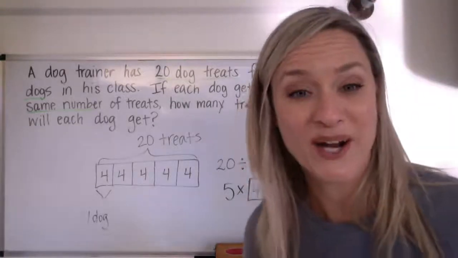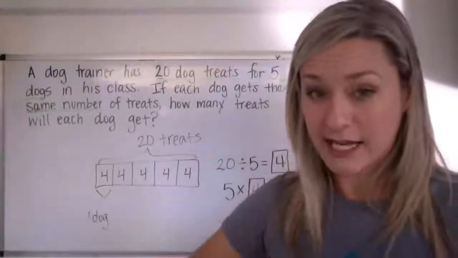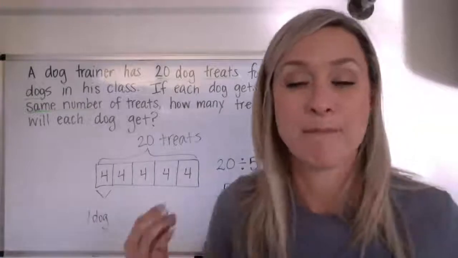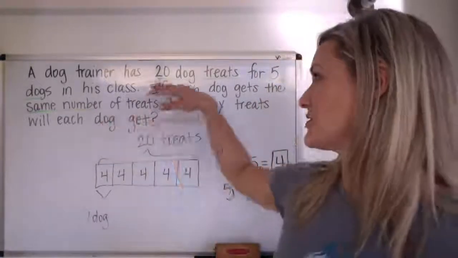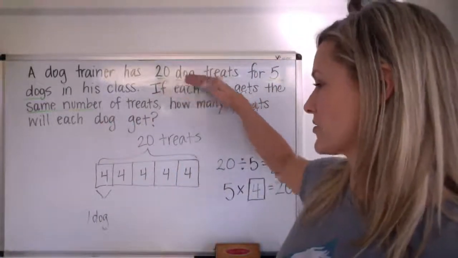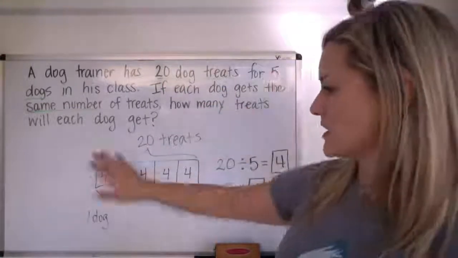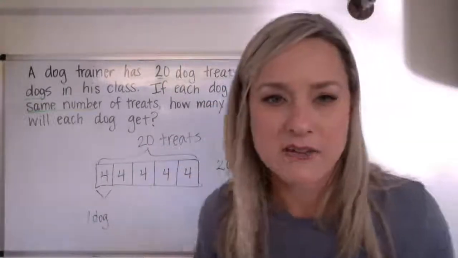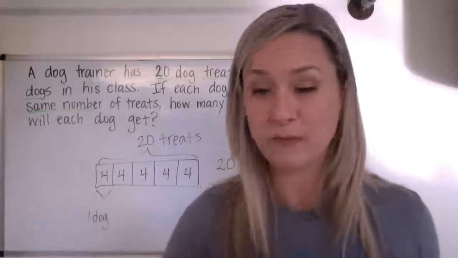All right, the big story today is all about how to model with mathematics. So you take what you know, 20 dog treats, that was our total. And then we started just breaking things down and figuring stuff out because that is what mathematicians do.